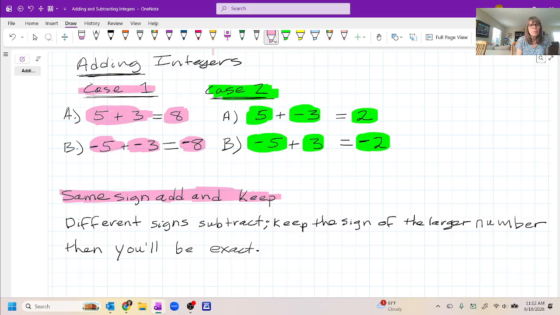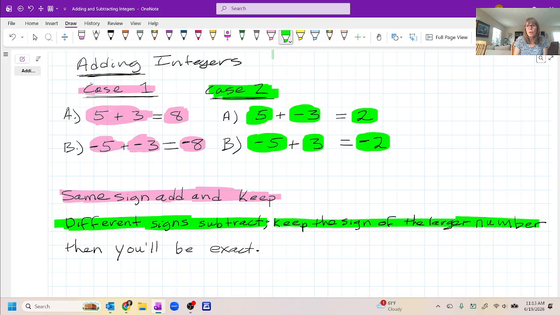And in part B, you have same sign, so you have a negative 3 and a negative 5. Those have the same sign. So you add the number parts, the 5 and the 3 is 8, and you keep that common sign, which is negative. The second case is when they have different signs. Here, when you have different signs, you subtract the numbers. The 5 minus 3 is 2. And part B, you think of it as 5 minus 3 is 2. So when you have different signs, like positive money and debt, you subtract the numbers and you keep the sign of the larger number.